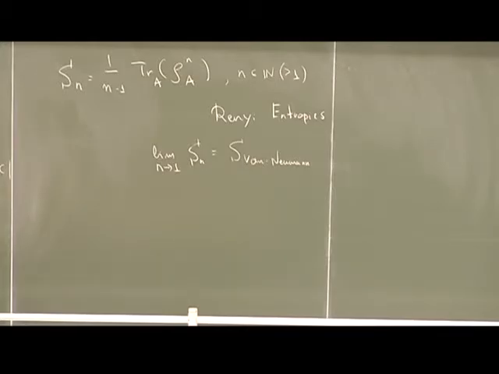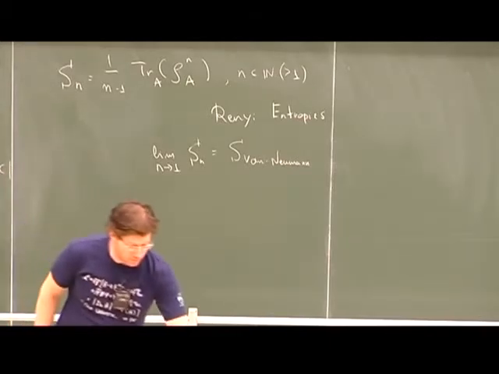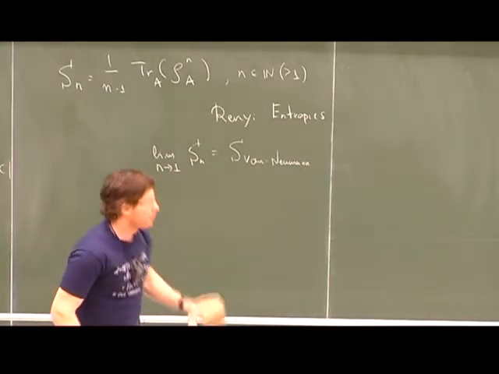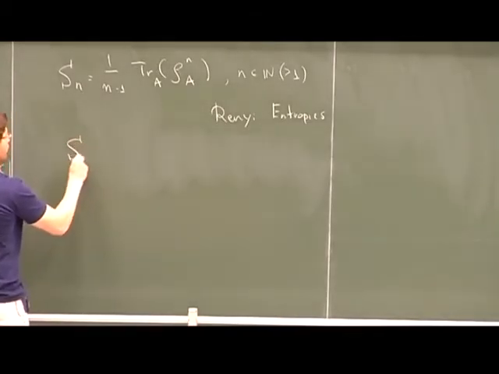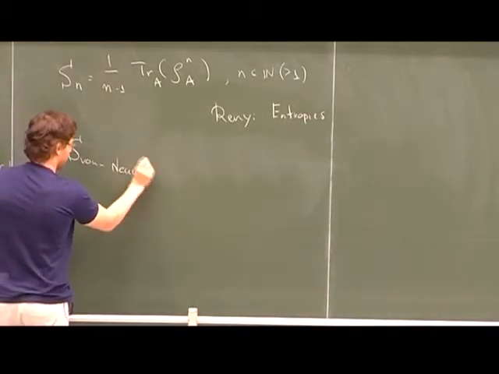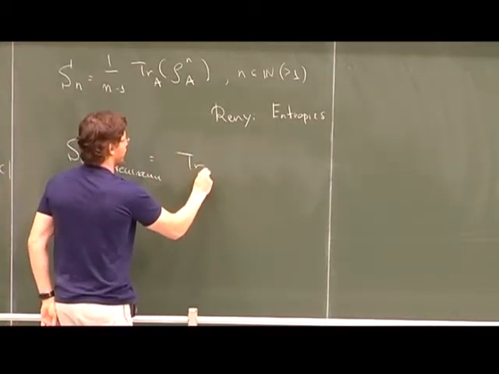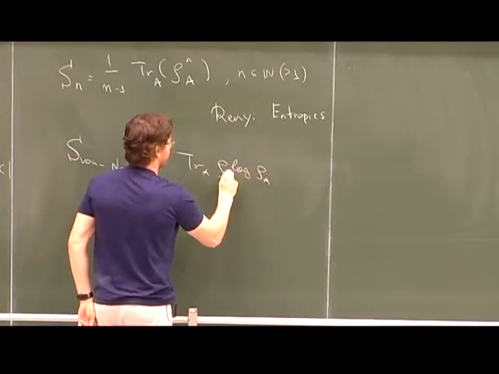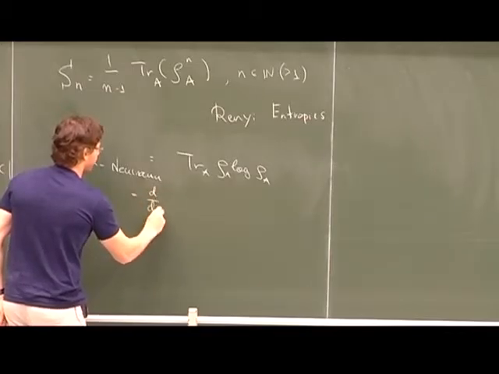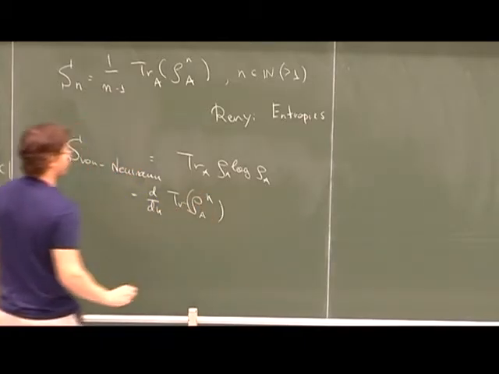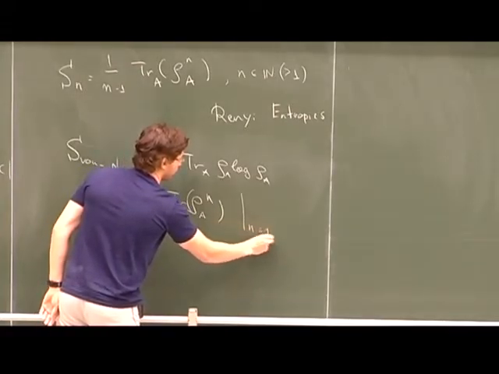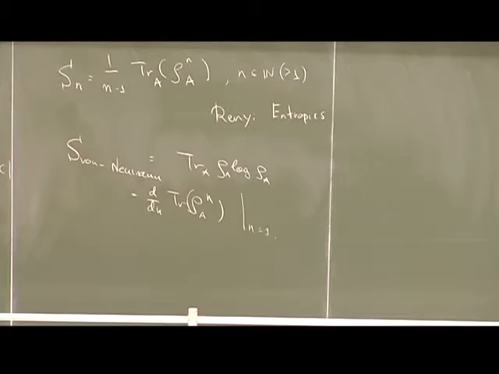Let me just be more precise. This equation is not completely correct. I just want it to be a little bit more precise. So the von Neumann entropy is given by the trace over A of rho log rho. And that is given by the derivative with respect to n of the trace of rho A to the power n at n equals 1. This is the more correct equation, but you see that it's basically the n going to 1 limit of that.